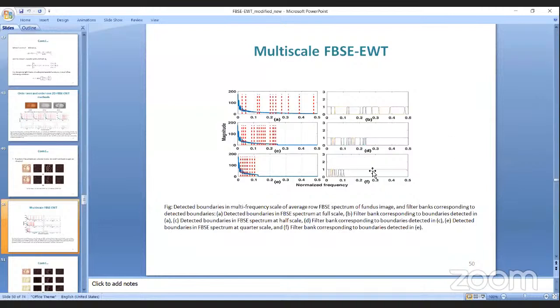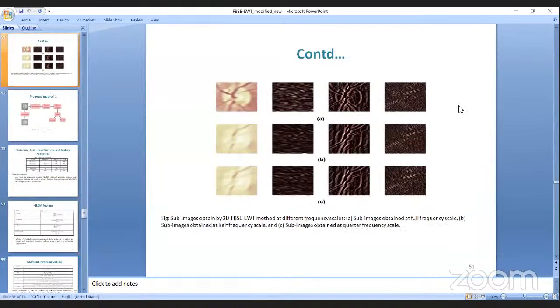So these filters can separate out these subband images for the different scales, and that you can see here. This example shows the obtained 4 sub images for full scale. That's the first row. And in the second row, we can see the 4 subband images obtained at half scale. And the third row shows the 4 subband images obtained at quarter scale. So in that way, at all these scales we have obtained different subband images.